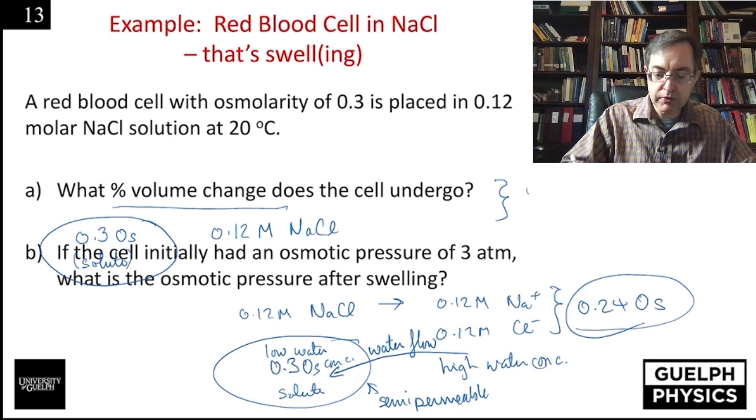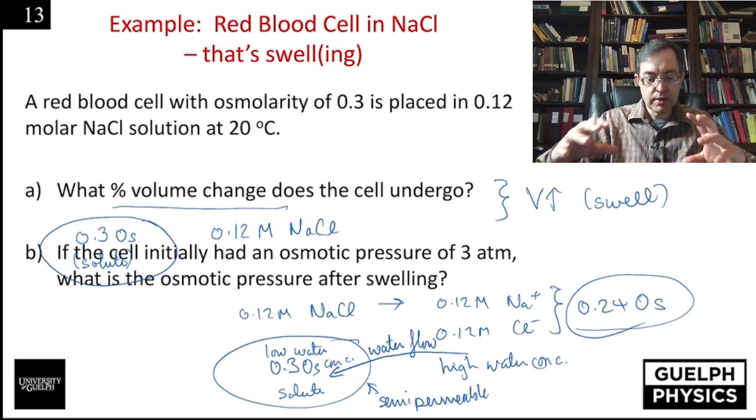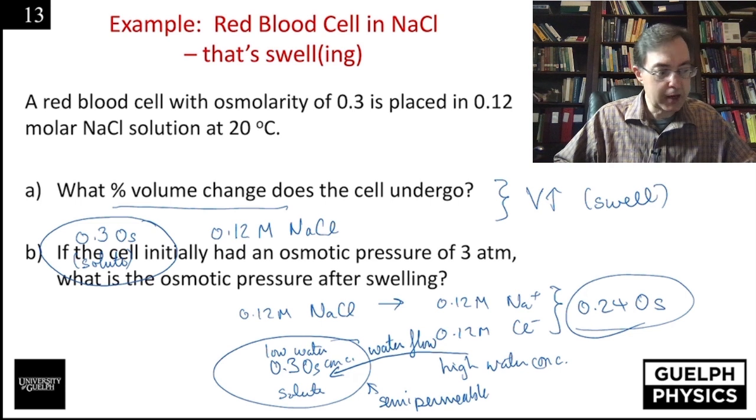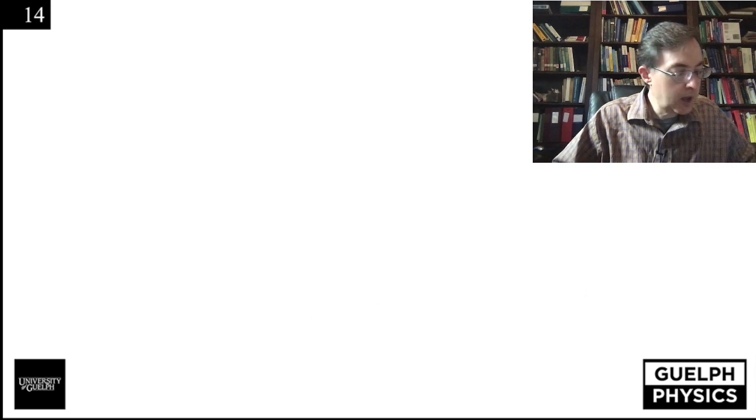So I know that the volume will go up and the cell will swell, okay, because the outer solution has a lower osmolarity than the liquid inside the red blood cell, okay? So then the question is, how much does it swell by?